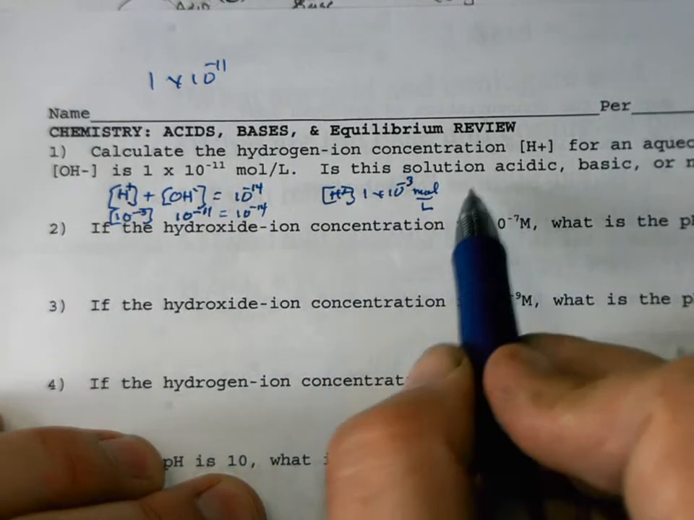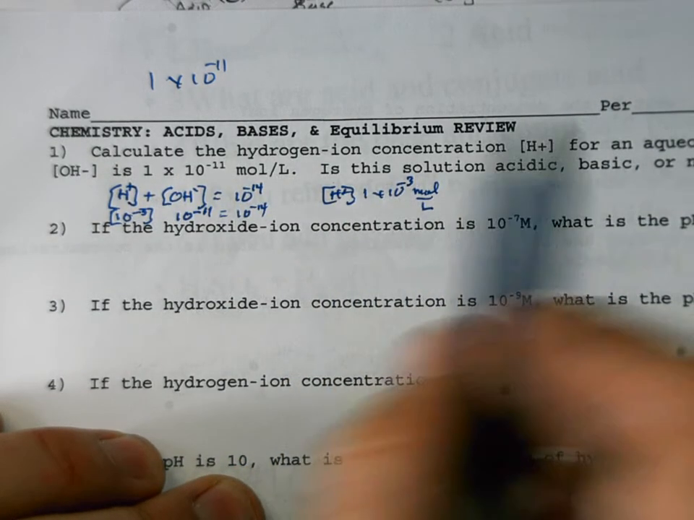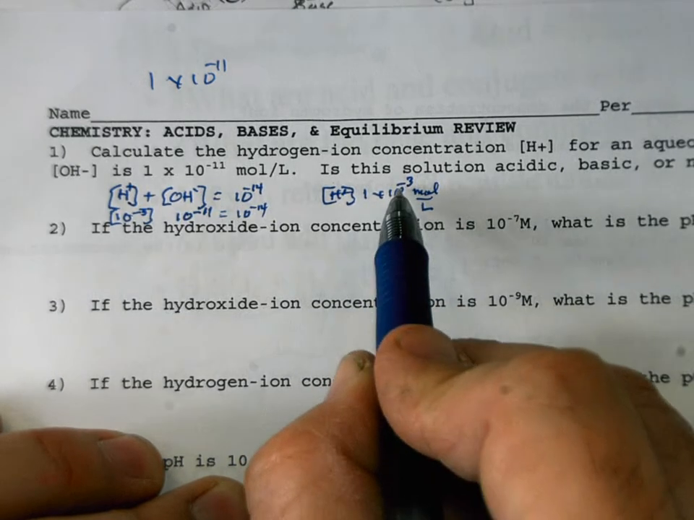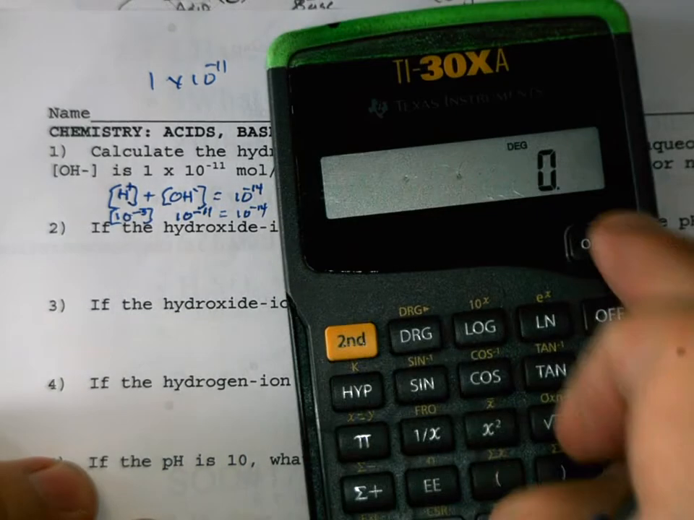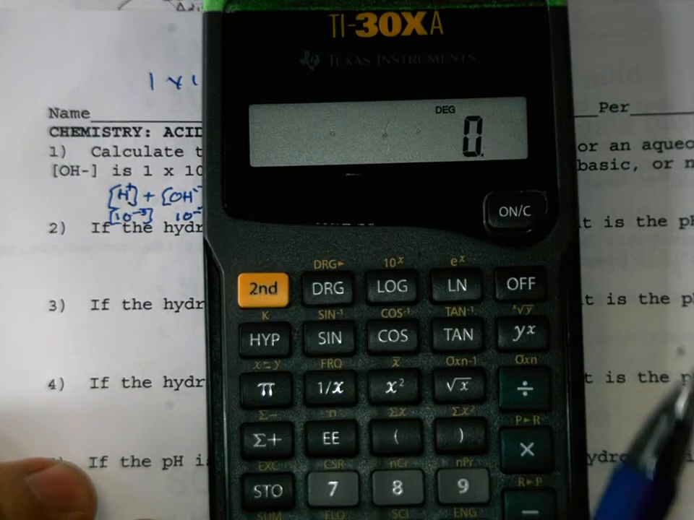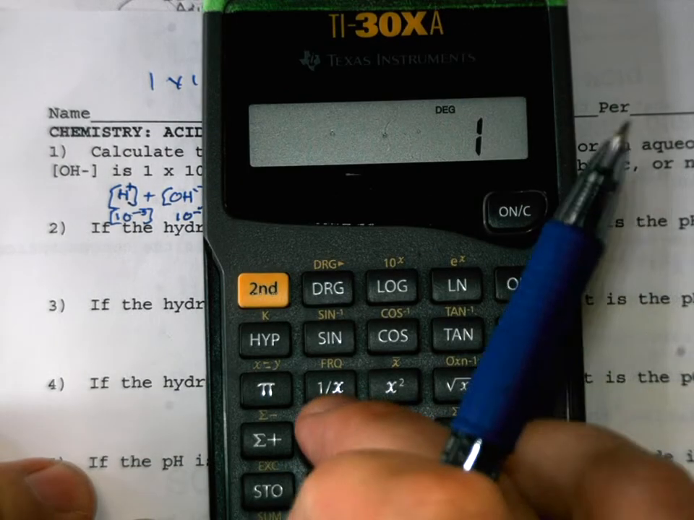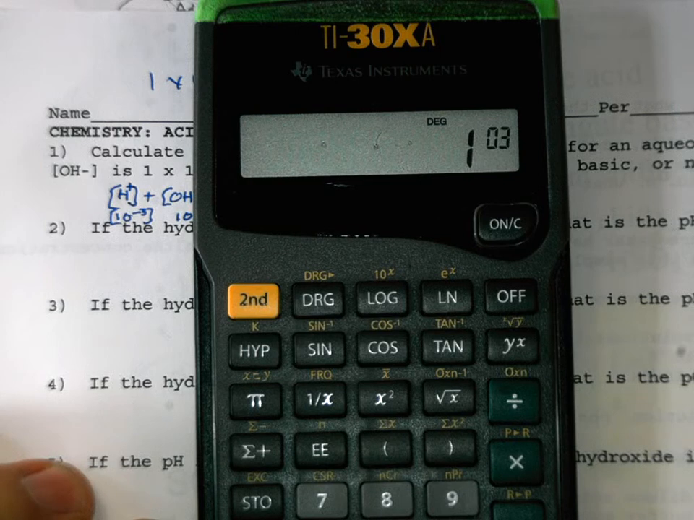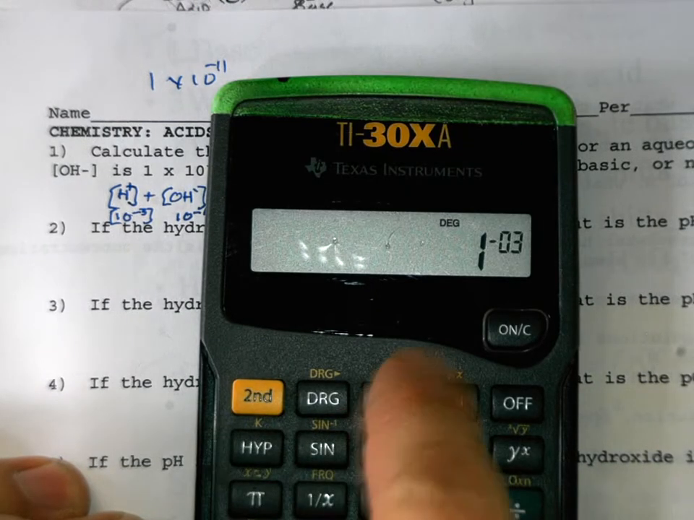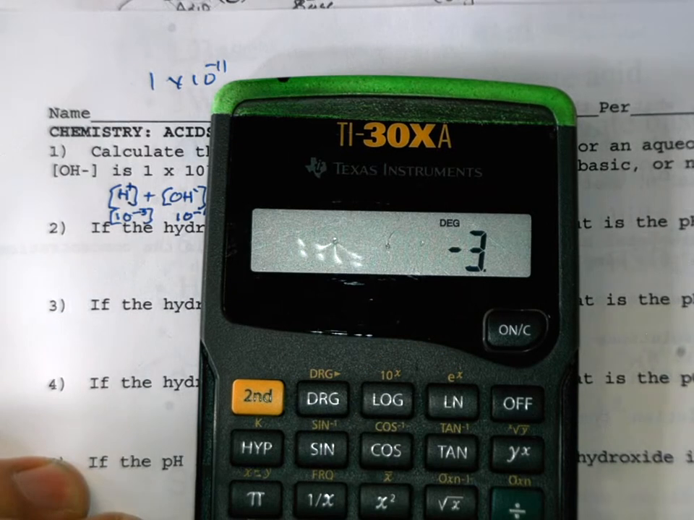Is this solution going to be acidic, basic, or neutral? Well, we got to figure out the pH first. So when you have 10 to the minus 3, now I can enter that as 1, engineering mode, 3, change the sign. Then you need to take the log of it. On my calculator, it's right here, hit log. Then you got to change the sign, because in the equation for pH, you take the log of the hydrogen ion concentration and then change the sign.